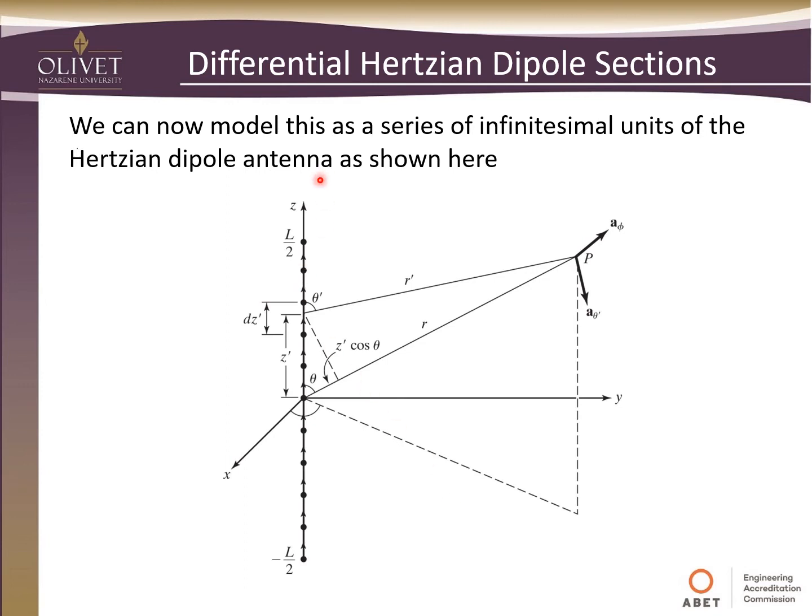So with this now, we can model this as a series of infinitesimal units of the Hertzian dipole. So from minus L over 2 to L over 2, you see we have an infinite number of Hertzian dipoles lined up in a row, or in series. And so all the math is set up exactly the same as we did with the Hertzian, so all this should look very familiar, and we'll use the same approach.